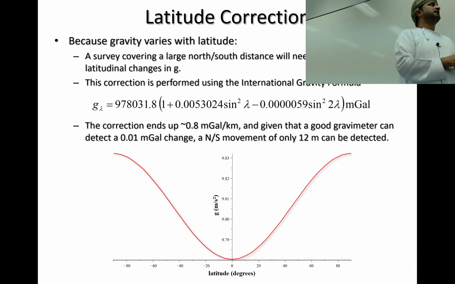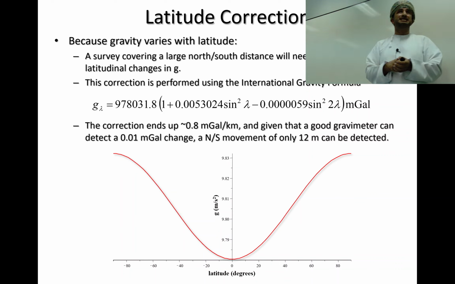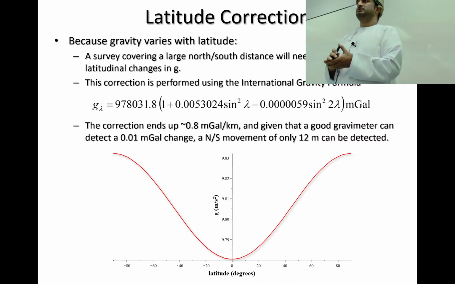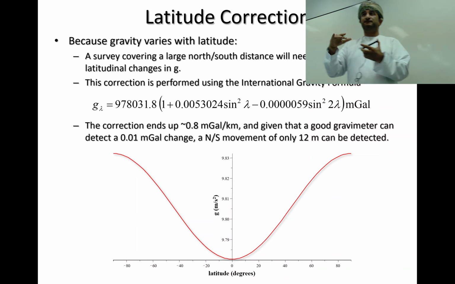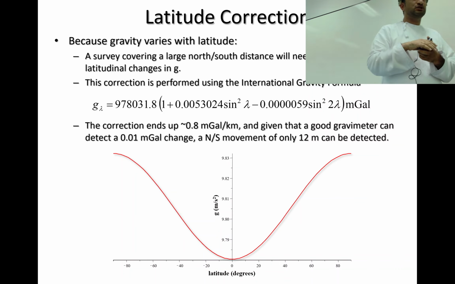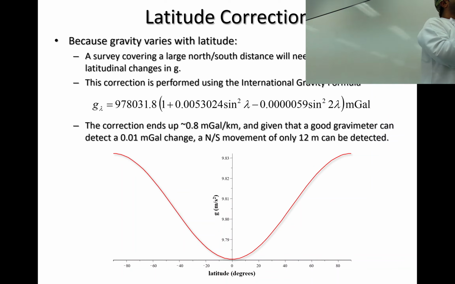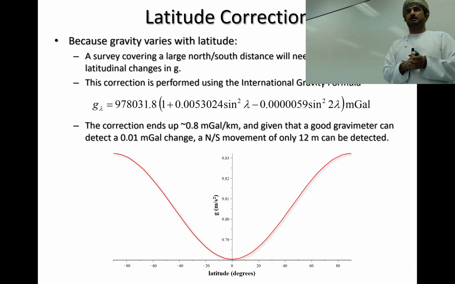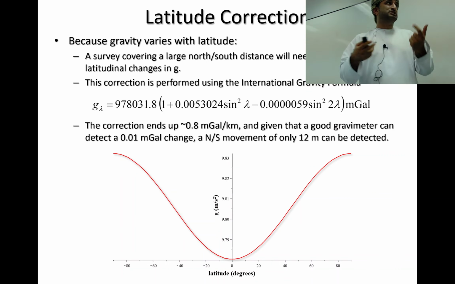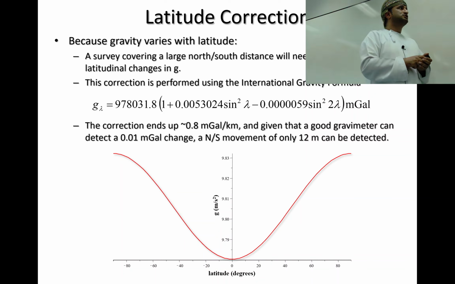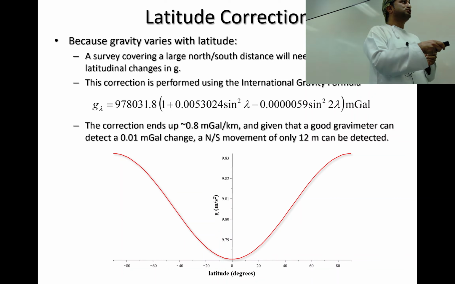It's simple, and the maximum correction you get is almost 0.8 milligal per kilometer. For each kilometer you go either up or down from the reference line, the equator line, you will add 0.8 milligal. So speaking of meters, how many meters? It's almost like 0.001.